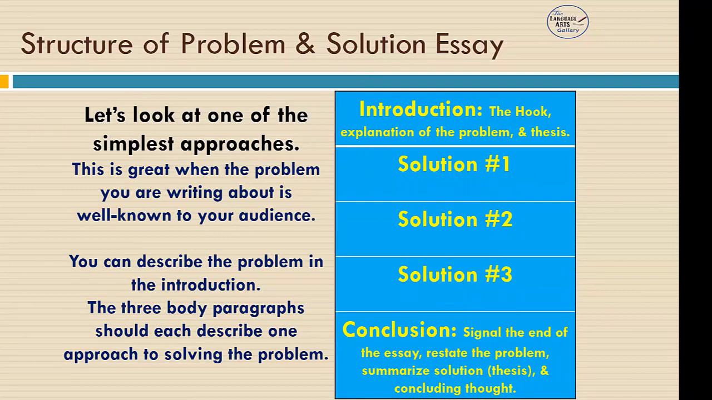So this is the structure that we looked at last week when we said we're dealing with a very well-accepted problem. Our introduction is going to hook the reader. We're going to have a short explanation of the problem, and then we're going to have our thesis statement. And remember, when we present our thesis to the reader, we're telling the reader that these three solutions are important to solving the problem. Then each solution gets its own paragraph in the body of the essay. And then finally, in the conclusion, we signal the end of the essay, we restate the problem, we summarize our solution or our thesis, and we end with a concluding thought.